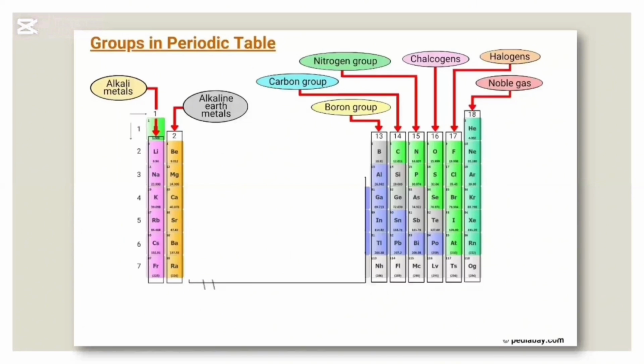And from these, halogens and noble gases are very important. The elements that belong to the halogens are fluorine, chlorine, bromine, iodine, astatine, and tennessine. And the elements that belong to the noble gases are helium, neon, argon, krypton, xenon, and radon. So these are the elements that belong to the noble gases.